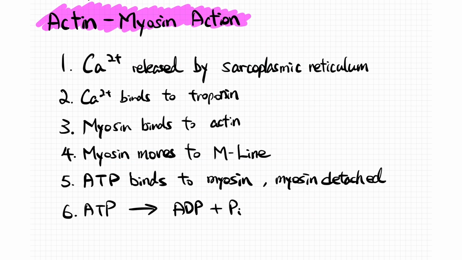And here are the short key points of the actin-myosin action. First, calcium is released, calcium binds to troponin, and the myosin head binds to actin. Myosin moves toward the M line, and then ATP binds to myosin again. Myosin detaches from the actin, and the cycle repeats when the ATP is split into ADP and inorganic phosphate again.